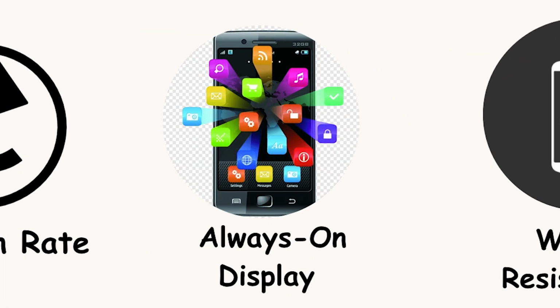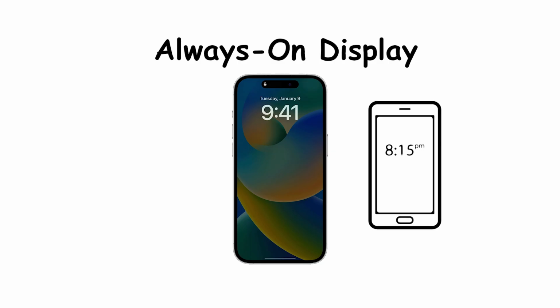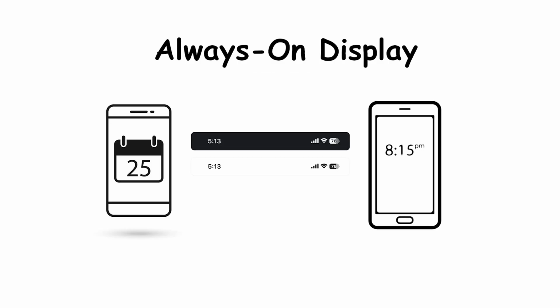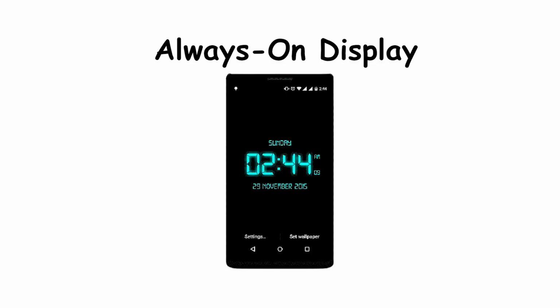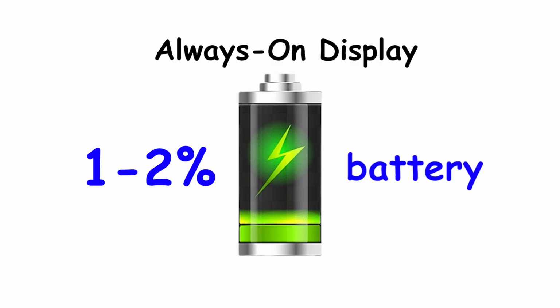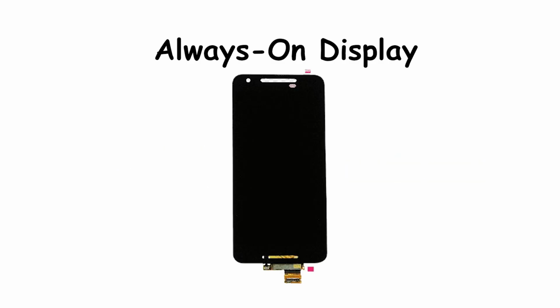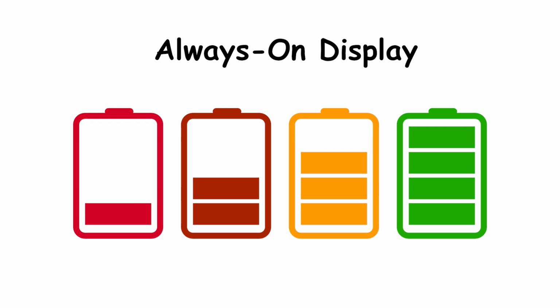Always on display. Always on display, or AOD, is a feature that shows information like time, date, and notifications on your screen, even when it's locked. This works on OLED screens because OLED pixels can light up individually, so the phone only needs to power the pixels showing the clock while the rest stays black. This makes AOD battery efficient, usually using only 1 to 2% battery per hour. But just so you know, LCD phones can't do true always-on display because LCD screens need to light up the entire backlight, which would drain the battery way too fast.